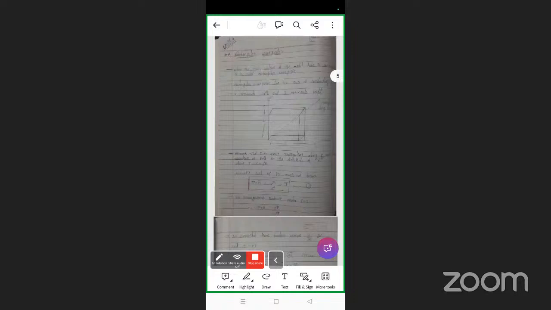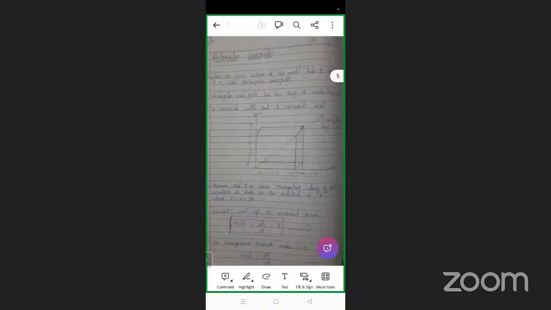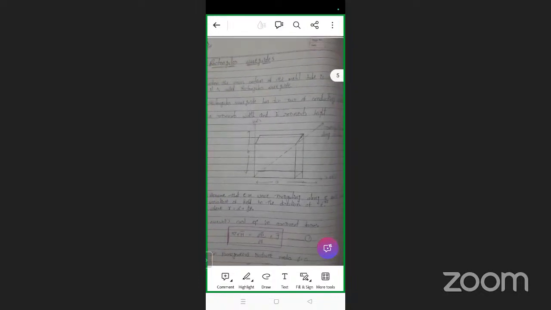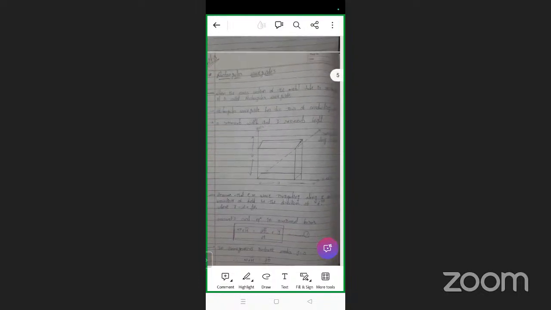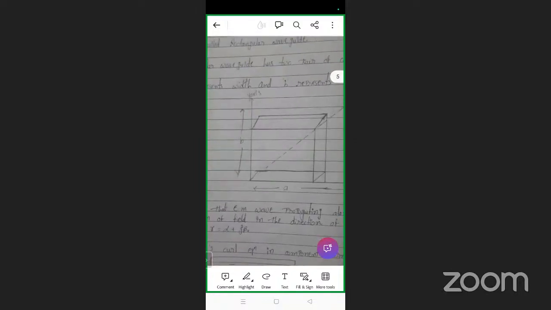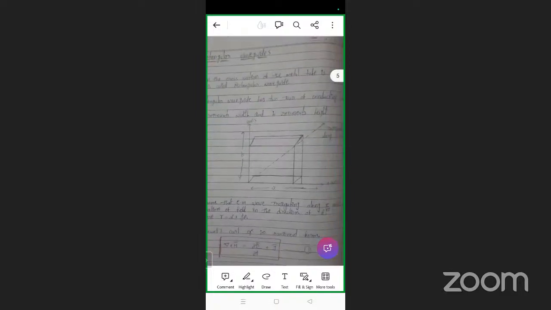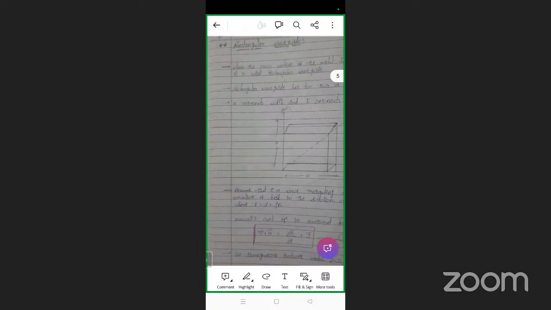You can keep your textbook or PDF before you and cross check what we are discussing. Rectangular waveguide: what can we say? The cross section of the metal tube is in rectangular shape, and we call it a rectangular waveguide. The diagram is shown here. B is here, right? And A is the width of the rectangular area.